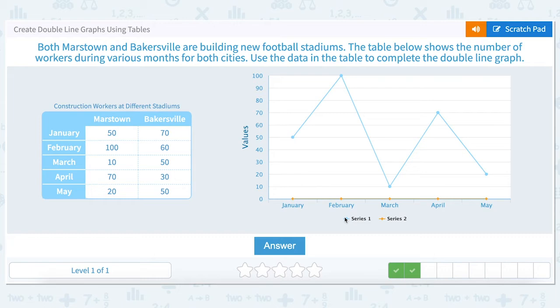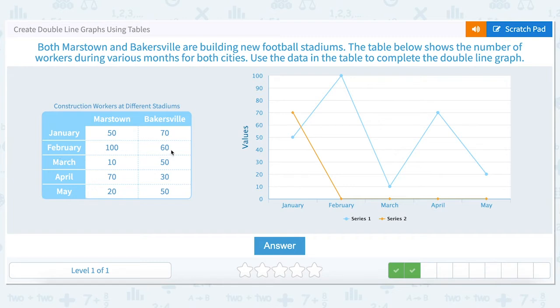For Bakersville, we want to plot all of the points on the graph. So let's start with our first point, January. Bakersville had 70 construction workers at different stadiums. Let's go to January on the x-axis and travel up until we reach 70 on the y-axis, and we'll plot a point.